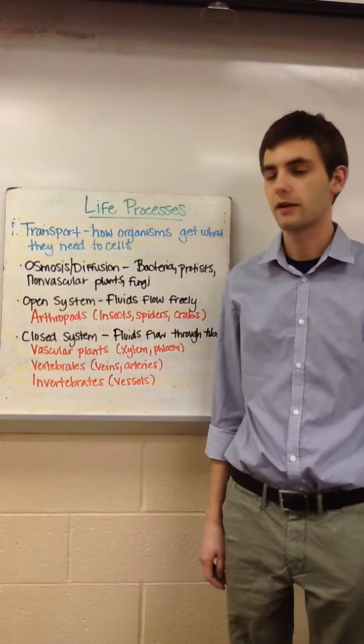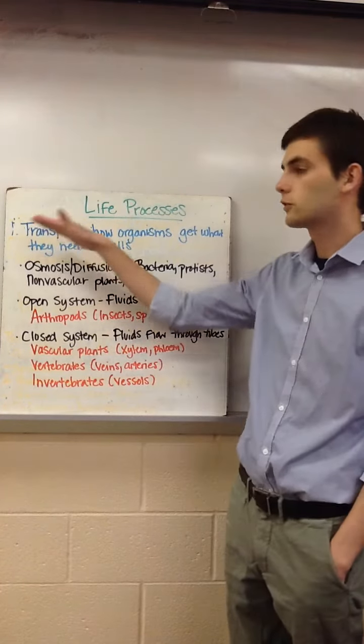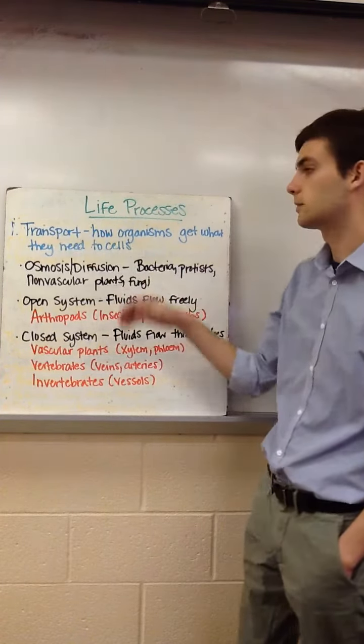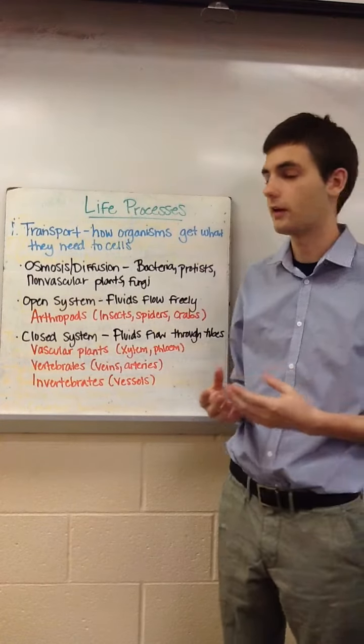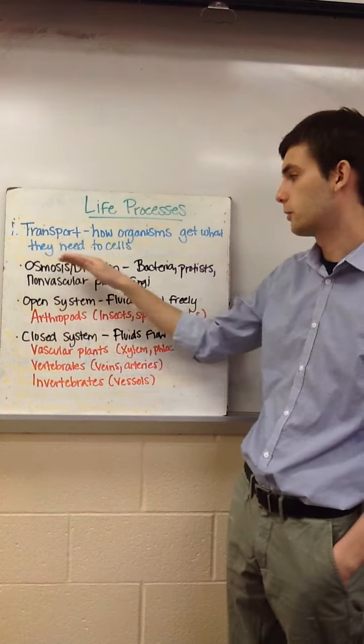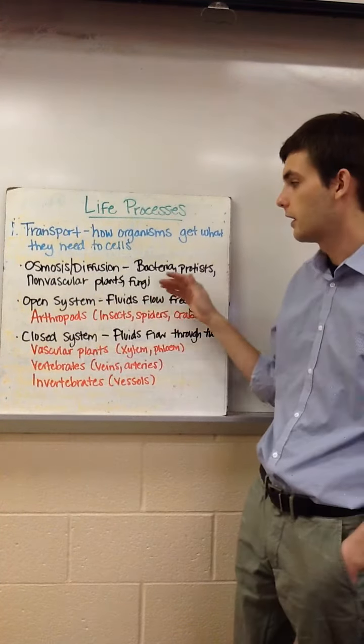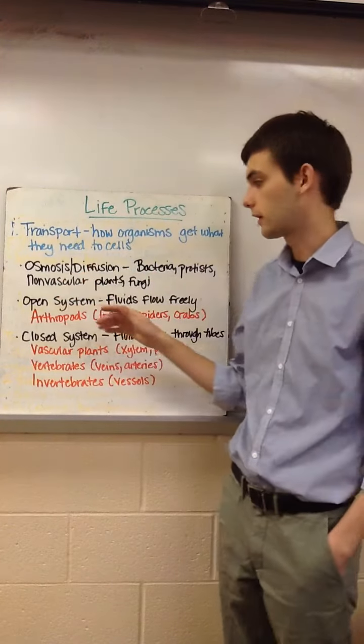There are 7 main processes that all living organisms have to be able to perform. The first is transport, and this is how an organism is going to get what they need to all of their cells. Some organisms are going to do osmosis and diffusion, and those are going to be like your bacteria, protists, fungi, and all of your non-vascular plants.